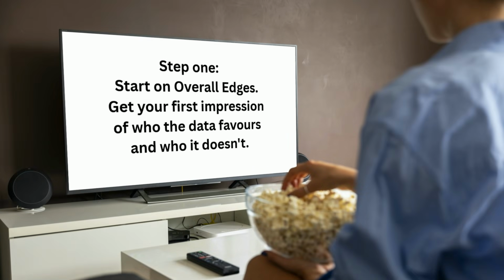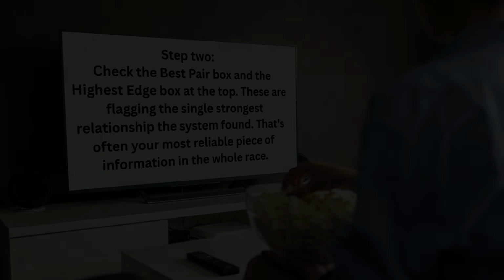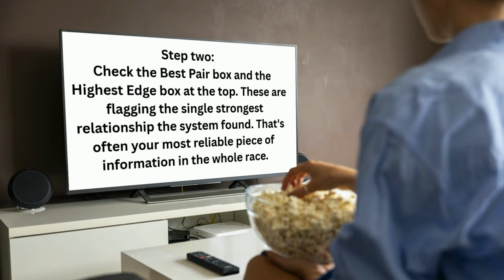Step 1, start on overall edges. Get your first impression of who the data favours and who it doesn't. Step 2, check the best pair box and the highest edge box at the top. These are flagging the single strongest relationships the system found. That's often your most reliable piece of information in the whole race.